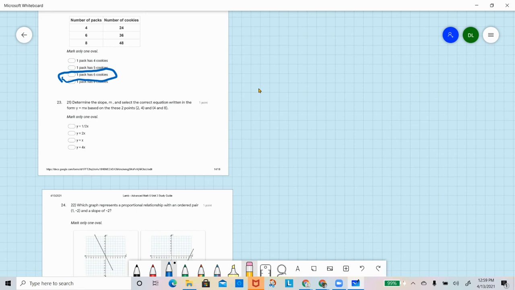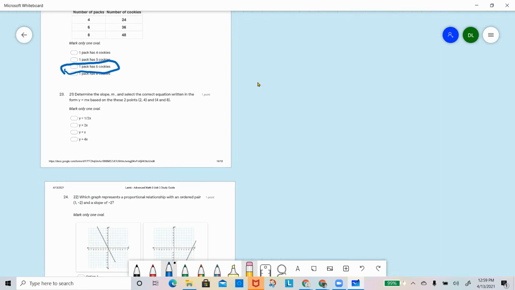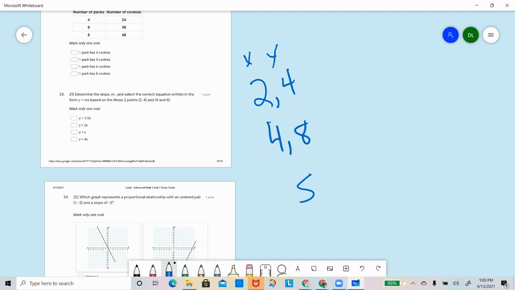Okay, question number 23. Determine the slope. Ooh, finally we get the slope. Yay, I love slope. Okay, let's talk about it. Determine the slope m and select the correct equation written in the form y equals mx. So y equals mx. Okay, so m is going to be the slope based on these 2 points. Well, we have 2, 4, and we have 4, 8. And we know anytime you write these down, it's always x first, y second.